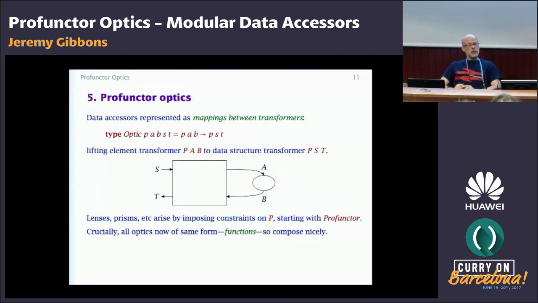But the neat thing is that if I can pull this off, if I can capture lenses and prisms and so on in this style, then I've captured them just as functions. They are functions of type PAB to PST. And if they're just functions, then you can compose them. Rather than big records with pairs of functions which don't compose neatly, these are just functions and they will just compose by function composition. So that will solve my homogeneous and heterogeneous composition problems.